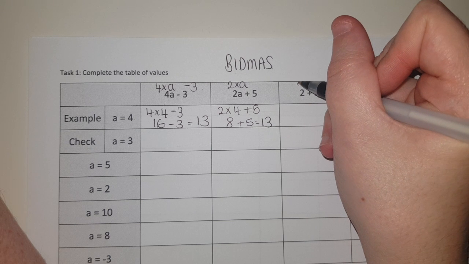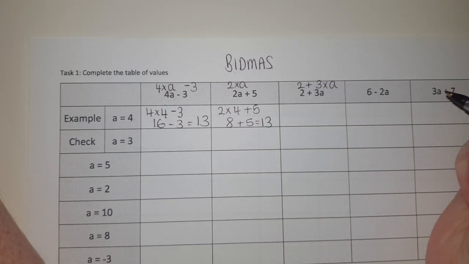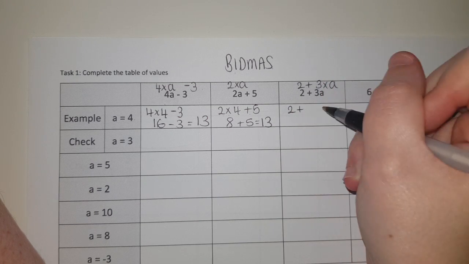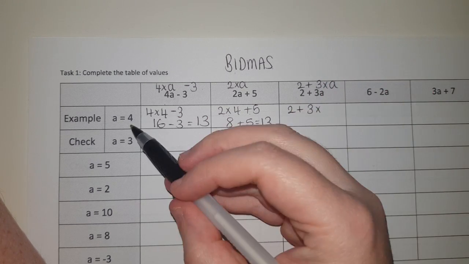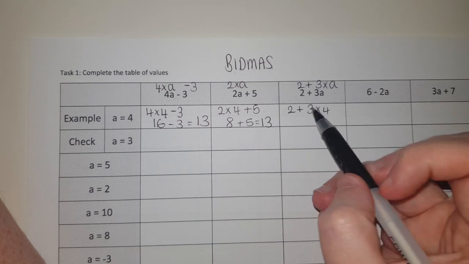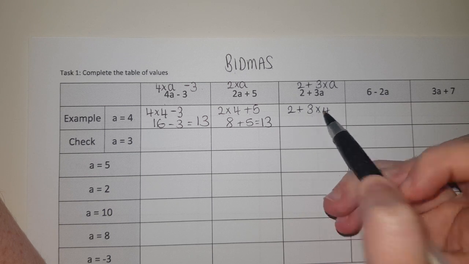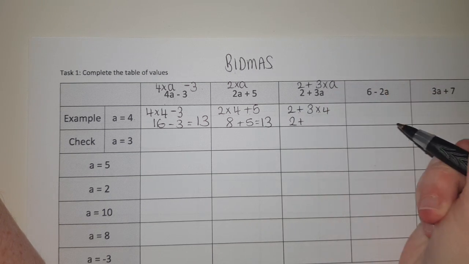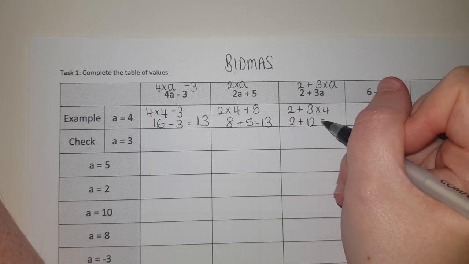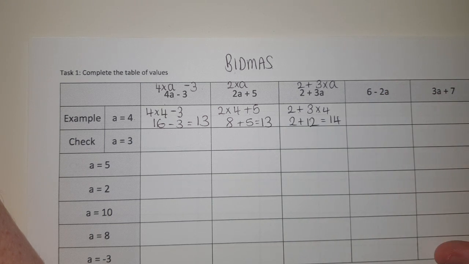Next one, this is 2 plus and then 3a means 3 multiplied by a. So I've got 2 plus 3 times, and my a value again is 4. So, like we said before, in BIDMAS, multiplication comes before addition. So I need to do this side first. So the 2 and the plus stay as it is for now. 3 times 4 is 12. 2 add 12 gives me 14.